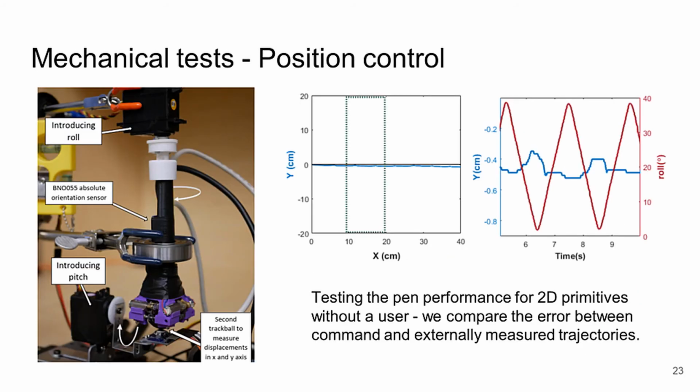Position control test setup. The PHasking pen's shaft is held in a vise with roll and pitch disturbance applied at the top of the shaft and through the contact ball respectively. The onboard processor controls the contact ball trajectory using orientation, roll, pitch, yaw, and internal ball motion. An external trackball measures ball movement relative to a global reference. To assess performance, we compare error between command and externally measured trajectories.